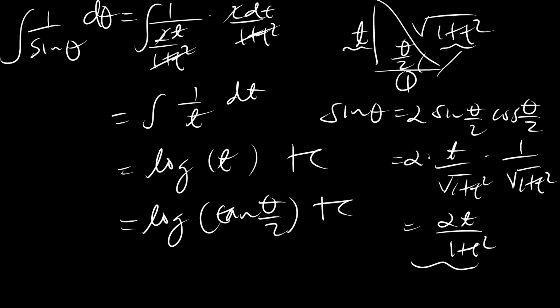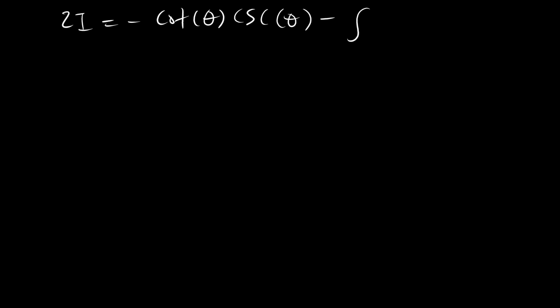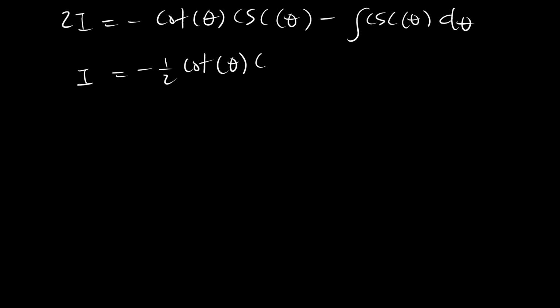Now, our original problem, we said 2I is equal to negative cotangent of theta cosec of theta minus the integral of cosec theta, right? This now means that I is equal to negative a half cotangent of theta cosec of theta minus a half the integral of cosec of theta.